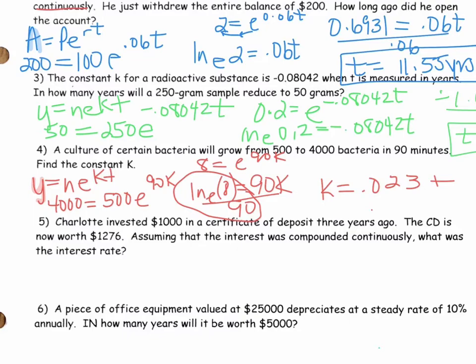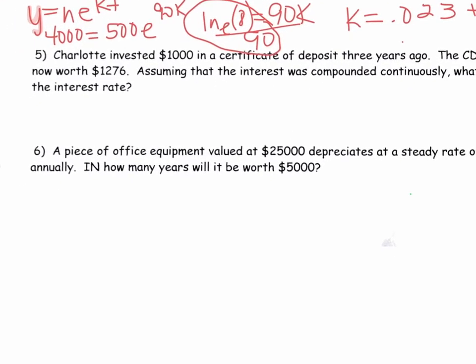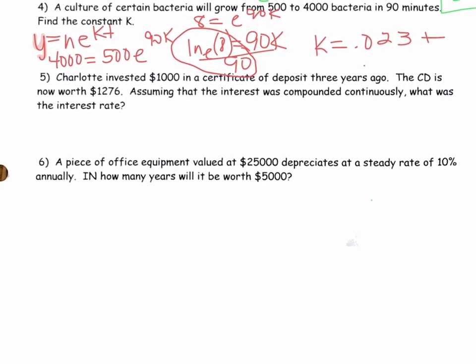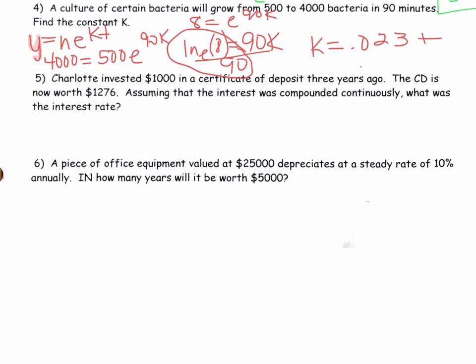Okay, let's go down to number 5. This time, Charlotte is investing $1,000 in a certificate of deposit 3 years ago. So we know time this time. The CD is now worth $1,276. What we're trying to do is find the interest rate. Well, it doesn't say anything about compounded continuously. I take that back. There it is right there. So we are going to compound continuously.